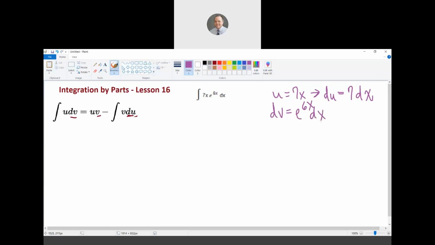Now, I'm not going to show it to you here, but you can actually look this up, or you can perform a u substitution to get what v is. v is actually equal to 1 over 6 e to the 6x power. Basically, whatever your exponent is, whatever the number is, it's usually the reciprocal in front.